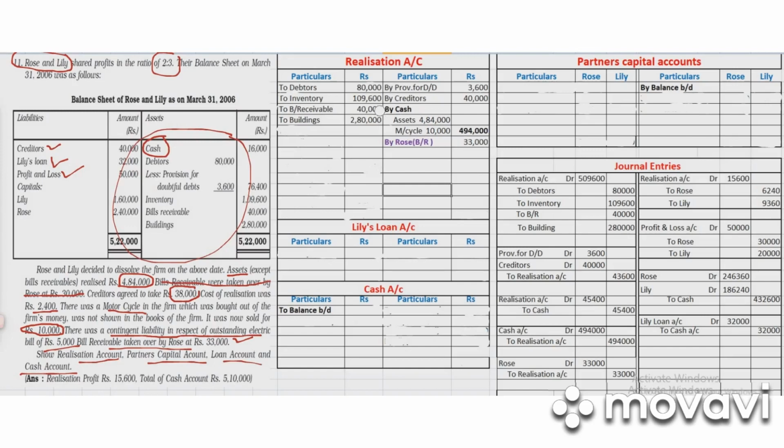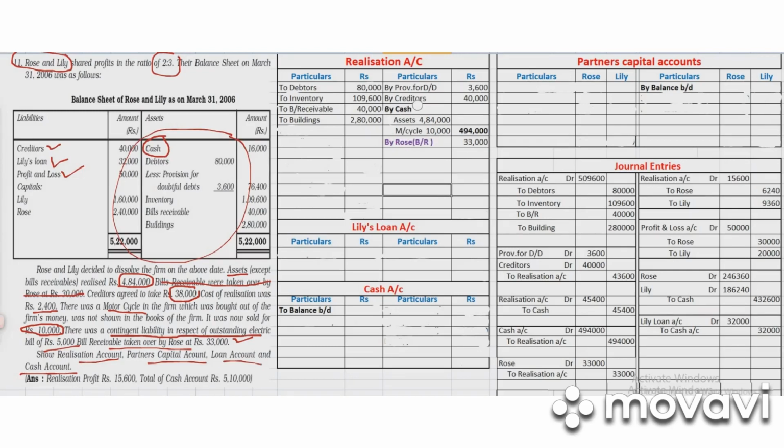Now you can see all these assets have been closed in this way, have been settled. I mean, all the assets have been realized. So all the assets will be either realized or taken by the partners. So both we have done here. Understood? So the assets part is over.